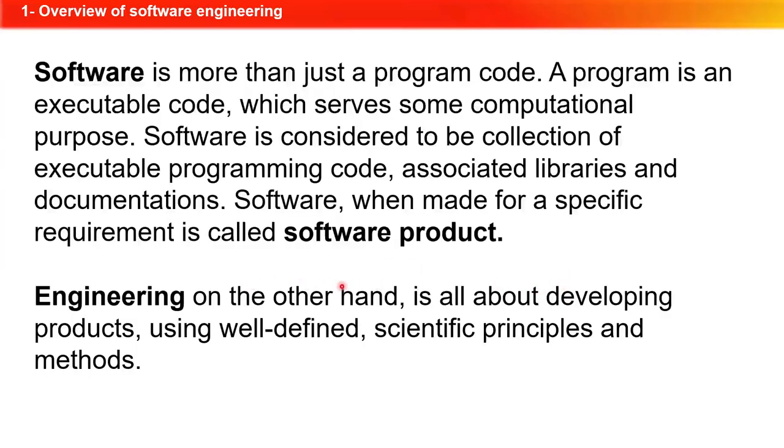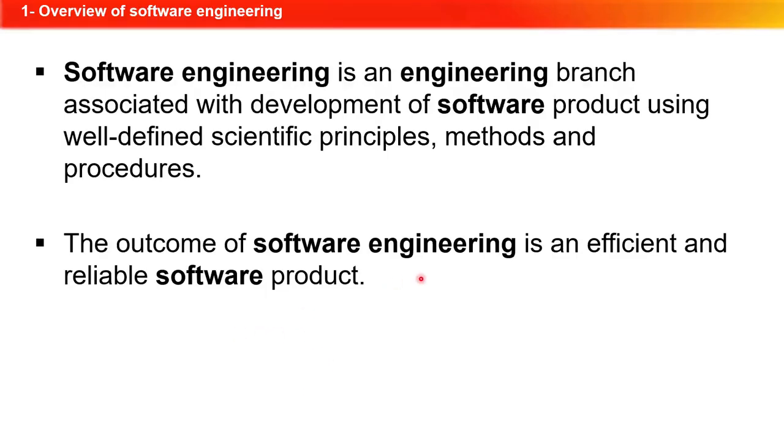Software, when made for a specific requirement, is called a software product. And engineering, on the other hand, is all about developing products using well-defined scientific principles and methods. Software engineering is an engineering branch associated with software development and the development of software products using well-defined principles, methods, and best practices. The outcome of software engineering is an efficient and reliable software product. It can also be a device such as a mobile phone where we have both a software hardware product.